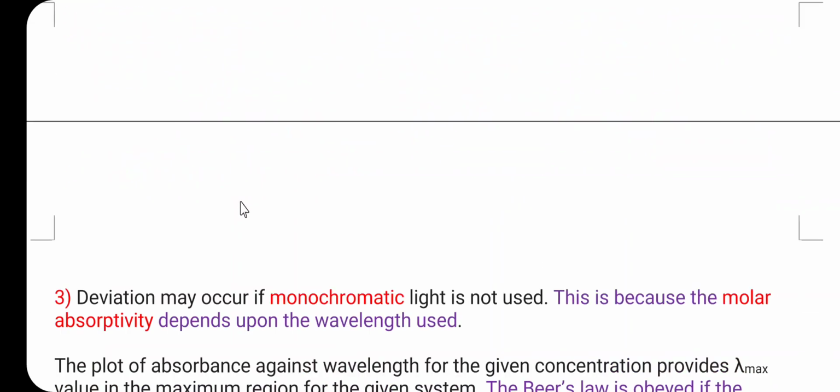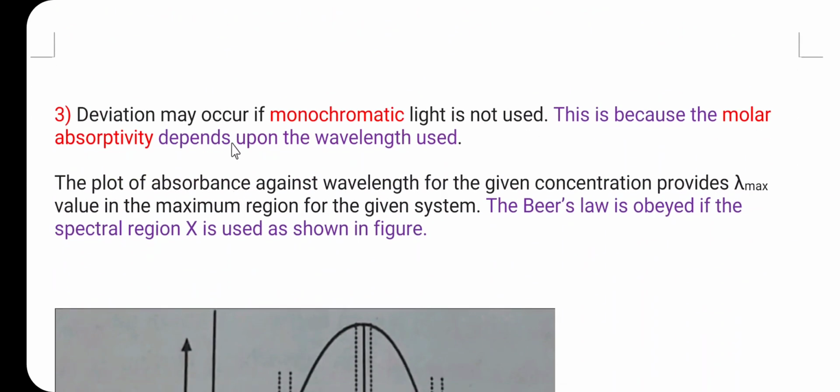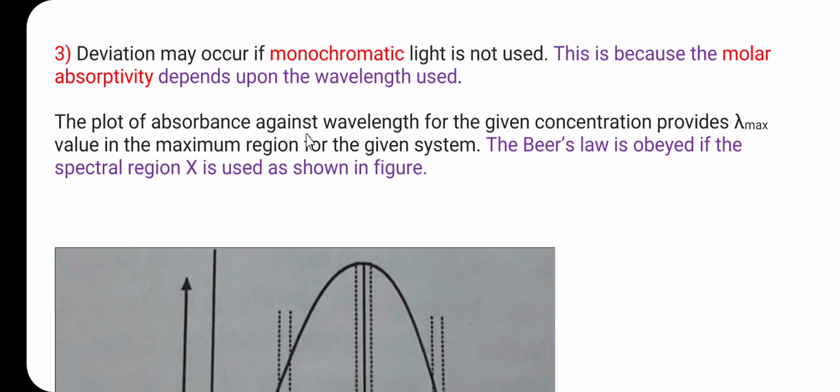And we get the deviation from Beer's law. Then the third and very important reason: deviation may occur if monochromatic light is not used. All of you know that monochromatic light is light having a single wavelength. When we consider the colorimeter or the spectrophotometer, the light should be monochromatic. If monochromatic light is not used, then definitely there is a deviation from Beer's law. This is because the molar absorptivity depends upon the wavelength used. The plot of absorbance against wavelength for the given concentration provides the lambda max value in the maximum region of the given system.